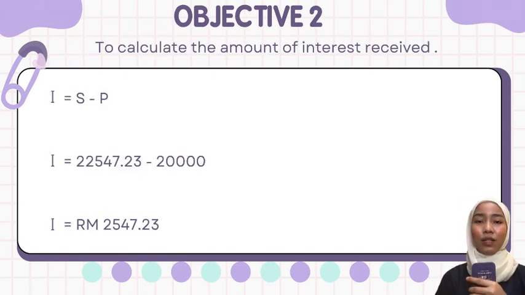Next, the second objective is to calculate the amount of interest received. To find I, we need to use the formula I equal to S minus P. I equal to 22,547 ringgit 23 cents minus 20,000 ringgit. I equal to 2,547 ringgit 23 cents.